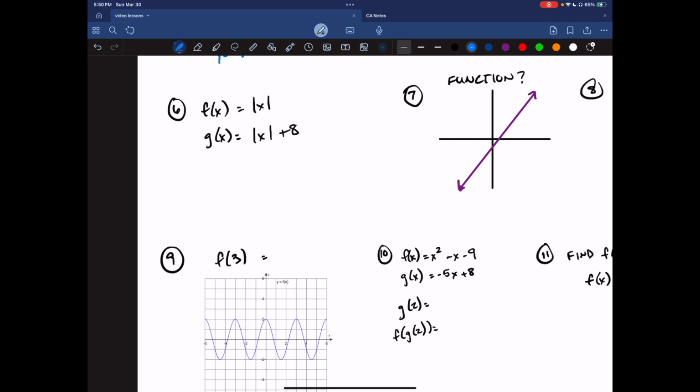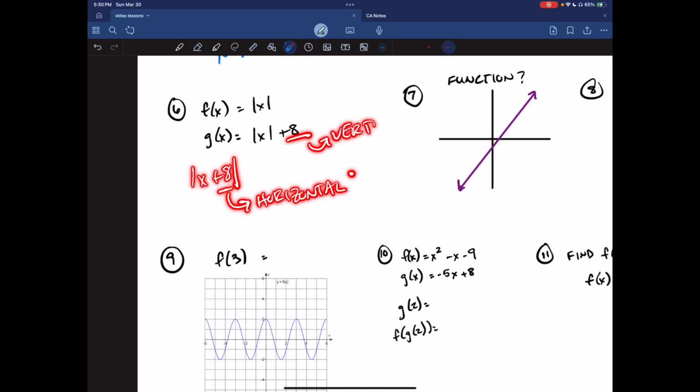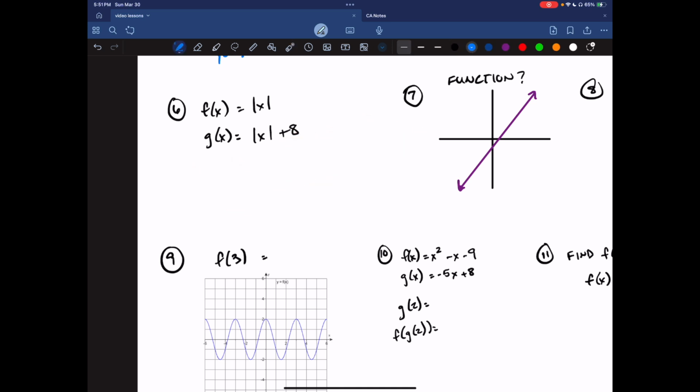Well, let me give you a quick rundown here. If this was x plus 8 inside, that would then be a horizontal movement. As it says here, this is a vertical movement. So that's under consideration: is it inside the function or outside the function? In this case, 8 is outside the function. So this is going to be shifted 8 units up, or up 8 units.